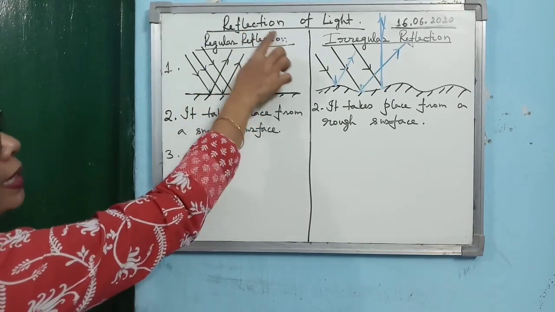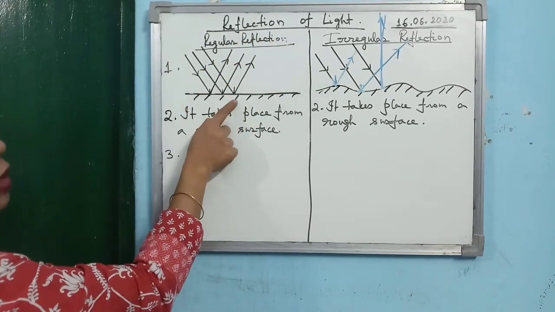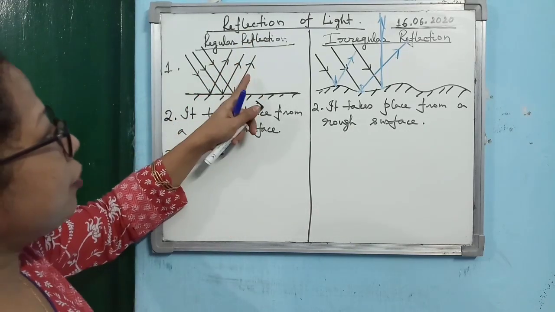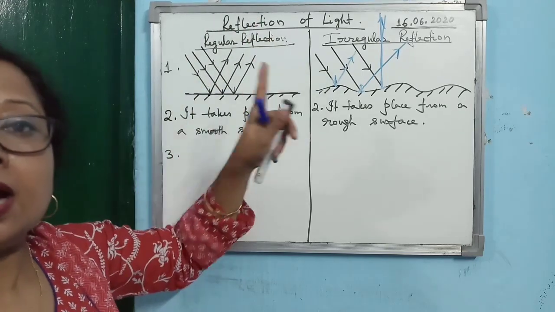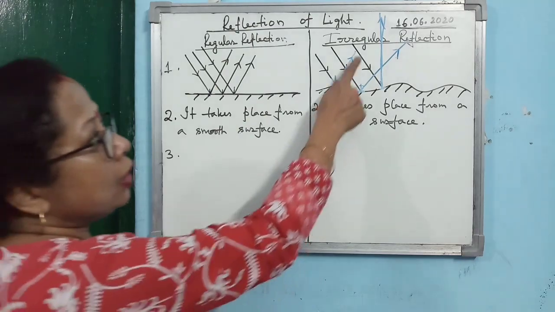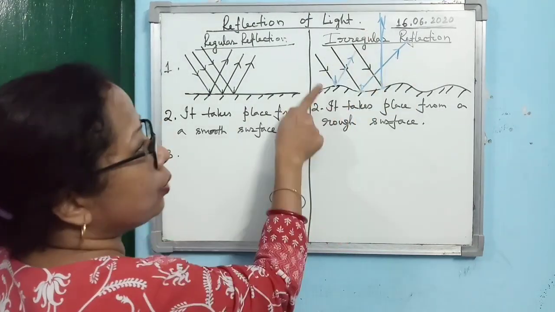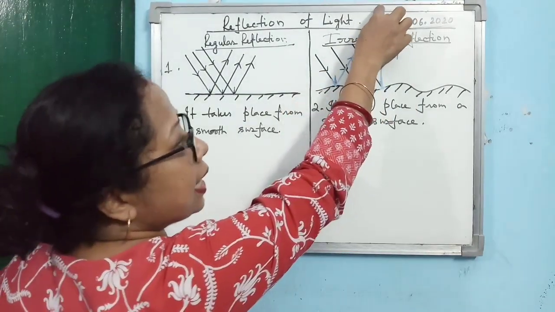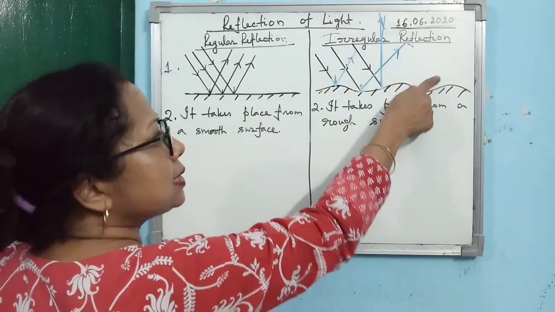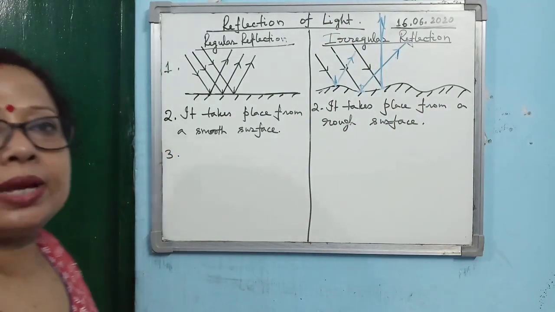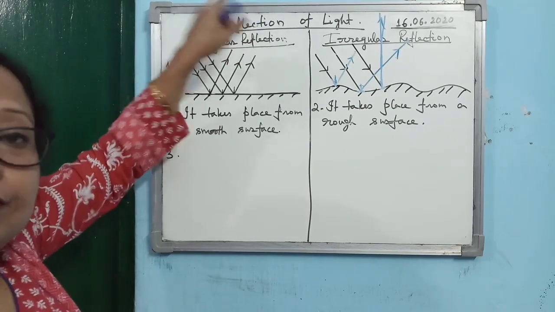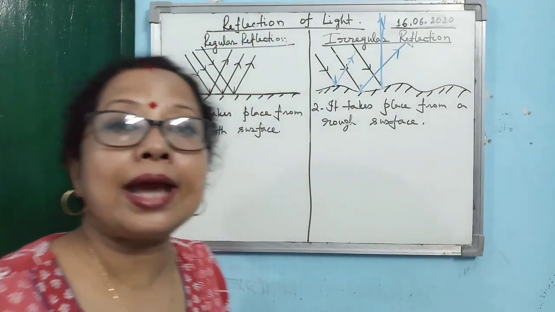Then the third point, look at the diagram and you will understand. If the observer is here, then only the observer will be able to receive the reflected rays. So reflected rays are received from a specified direction, a definite direction. But look at it here: if the observer is here, he will receive the ray; if the observer is here, he will receive the ray; if the observer is here, he will receive the ray. It means wherever the observer stands, the observer will receive the rays.